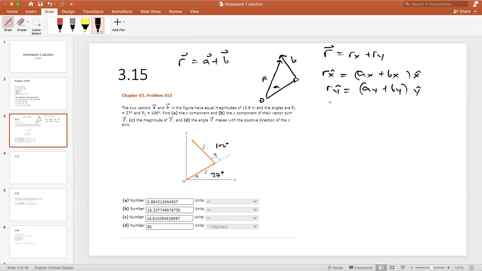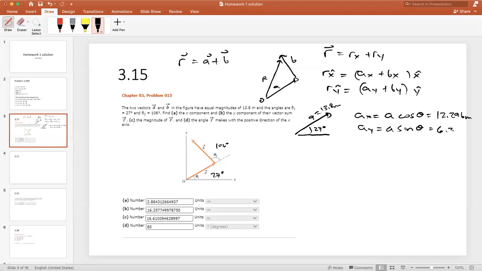Finding the vector A's components, because we know the angle, is pretty easy. A is at 27 degrees, and it has a magnitude of 13.8 meters. So Ax is A cosine of this angle, and Ay is A sine of this angle. If you put in 13.8 cosine of 27, you get 12.296 meters, and 6.265 meters if you put in 13.8 sine of 27.